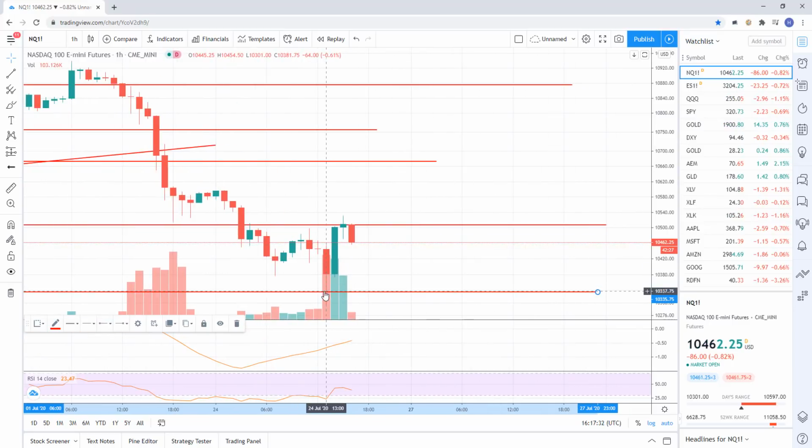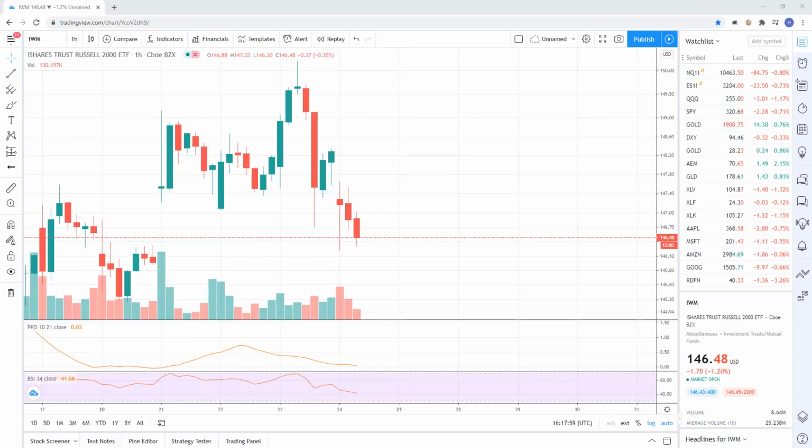So you can see we tagged support, ran up, hit resistance, overshot it a little bit, but have since recovered and sold off. So that looks like it's going to hold as resistance, and we're going to continue to move lower. Let's look at IWM.